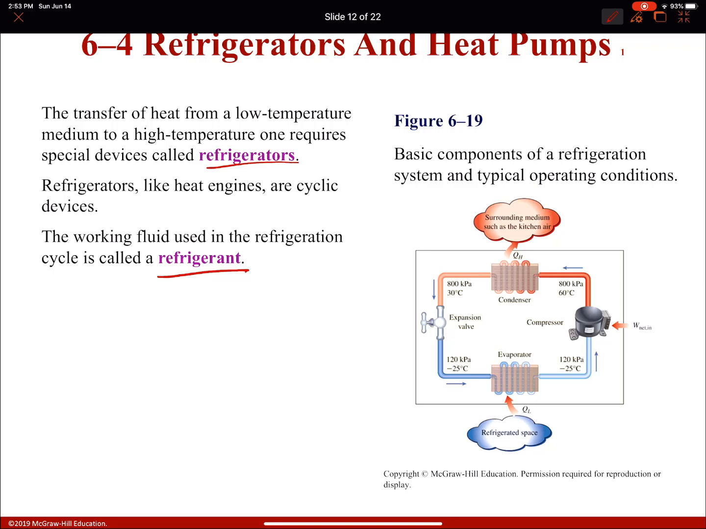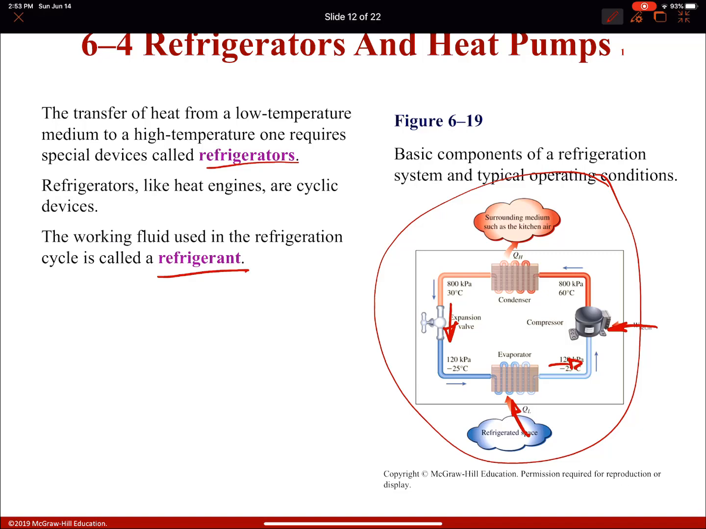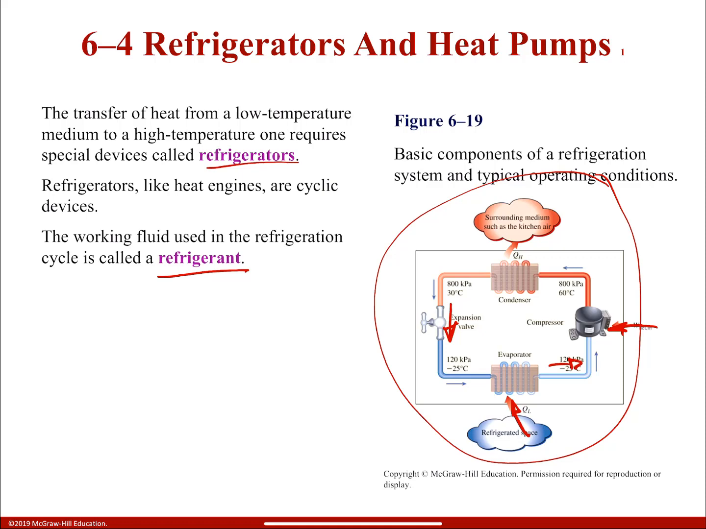So take a look at this system right here, at the picture. All these pictures are quite important. So you are taking Q into your evaporator, and you have a working fluid that is going into this direction. It goes through the expansion valve. After that, it goes through the compressor. The compressor needs power in order to work, and then after that it goes through the condenser, and the condenser is rejecting some Q. Okay, so let's just read it again. The transfer of heat from a low temperature medium to a high temperature one requires special devices called refrigerators.